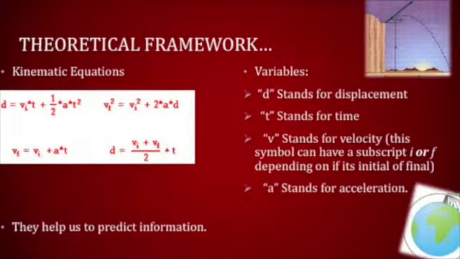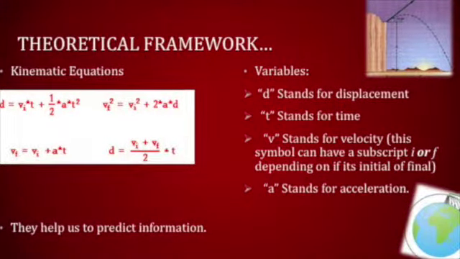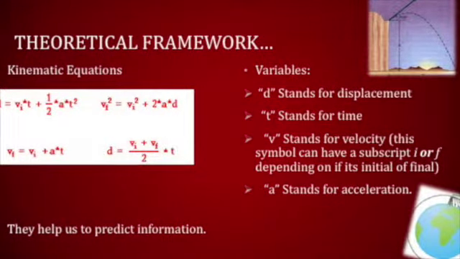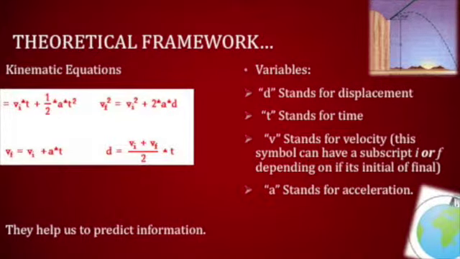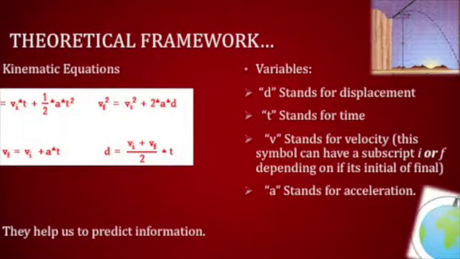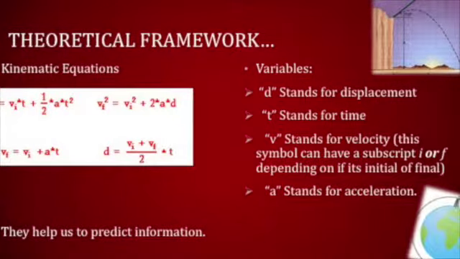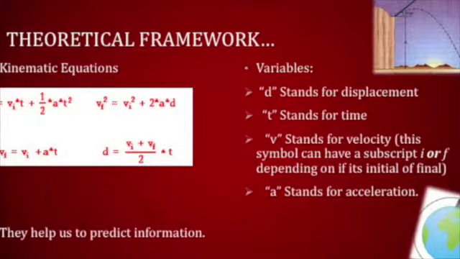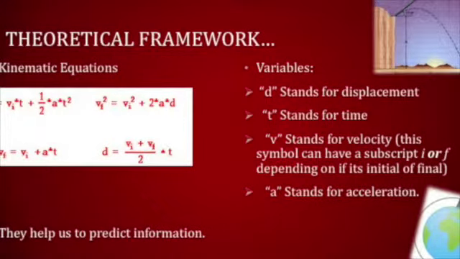For instance, the variable d stands for displacement, t stands for time, a stands for acceleration, and v stands for velocity. This last one has a subscript with the letter i or f, depending on whether the velocity corresponds to initial or final velocity. Each of these 4 equations accurately describes the mathematical relationship between the parameters of an object's motion.